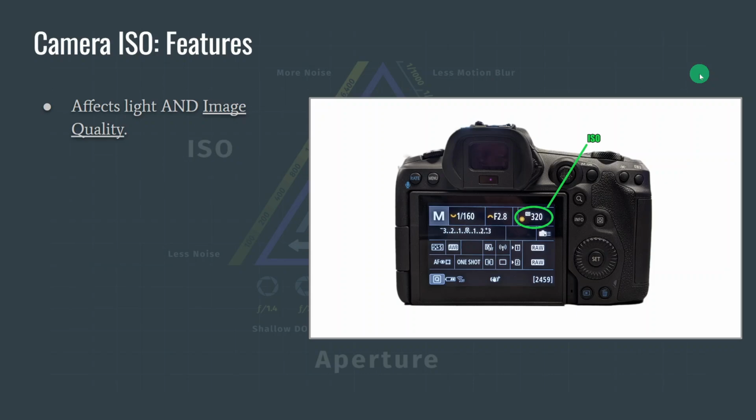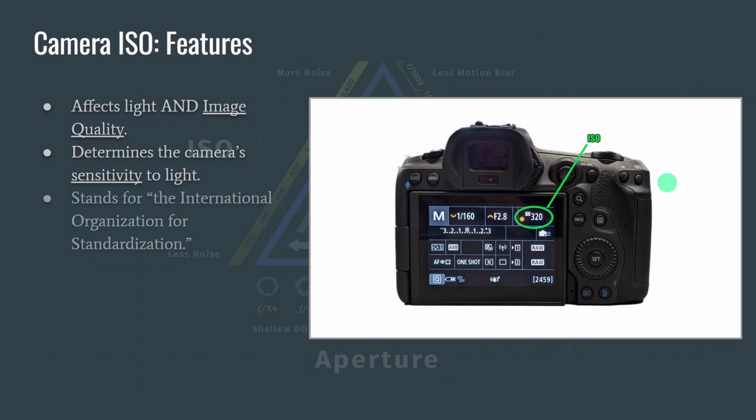So ISO affects light, just like the other parts of the triangle, and it affects the image quality. So what that means is how sharp your image is from the detailed pixels. So it's not a physical component that moves like the aperture or the shutter. It's a digital sensor, and it determines the light sensitivity of the camera. It lets the light in, the light hits it, and it determines the image quality all digitally.